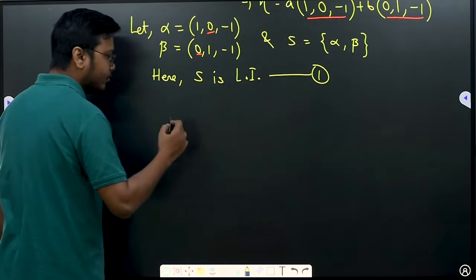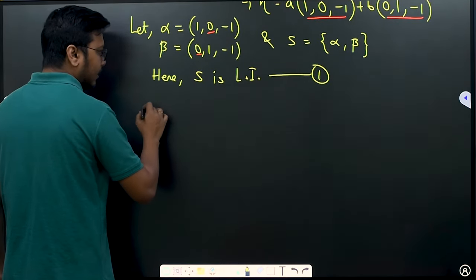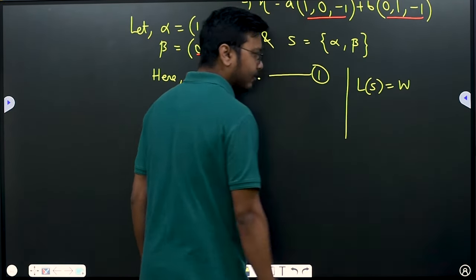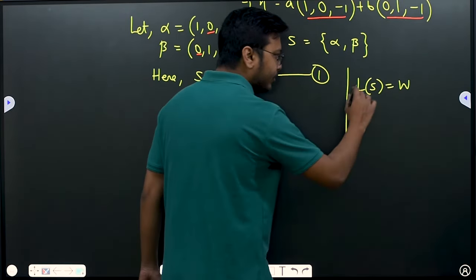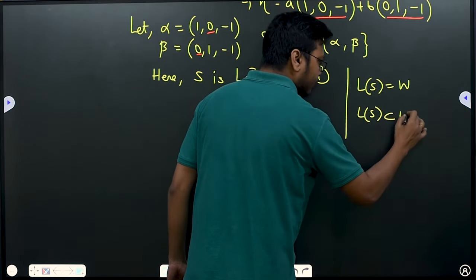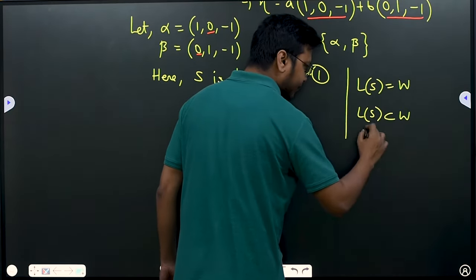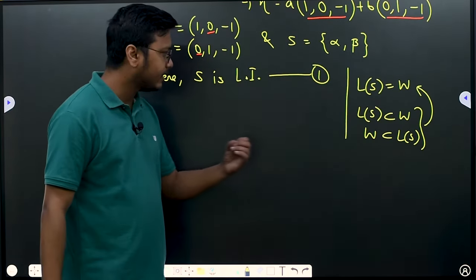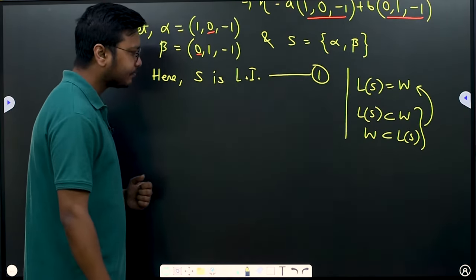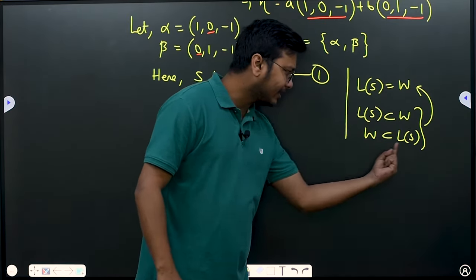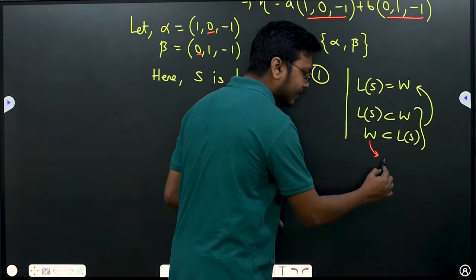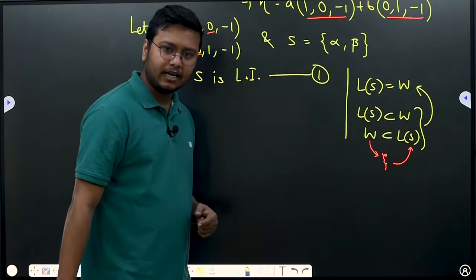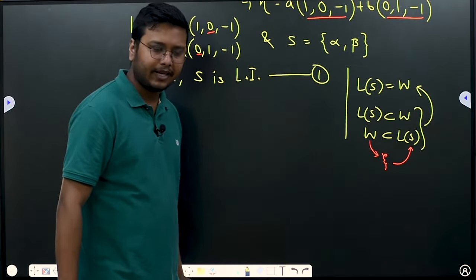So let's try to do that. We are trying to show that L of S is going to be equal to W. So how do we show these kind of things? We have to show L of S is a subset of W, and we have to show W is a subset of L of S, and then combine these two to get that, and then we can say that S is forming a basis. Now in order to show something like this, we have to take a random element, let's say Jai, from this set and show that Jai belongs to the set L of S. Then we can show W is a subset of L of S.